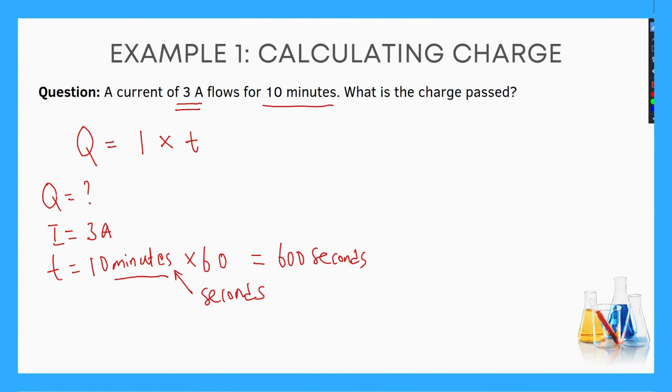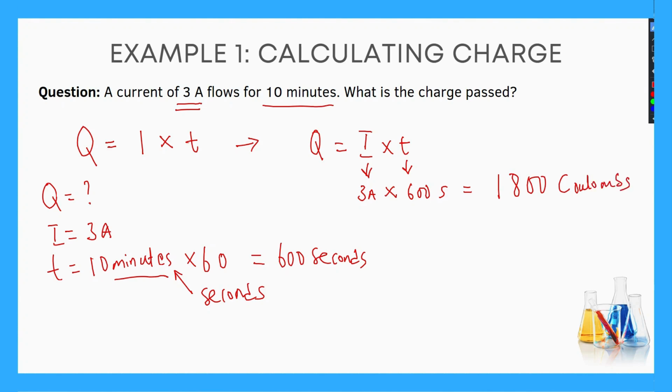So having done that, let's impute our variables into our formula and come up with our answer. So Q is equal to I multiplied by T. I here is 3 amperes multiplied by T, which is 600 seconds. So therefore, this is equal to 600 multiplied by 3, which gives us a figure of 1,800 coulombs. You can write it either like that or like this, whichever way you please.